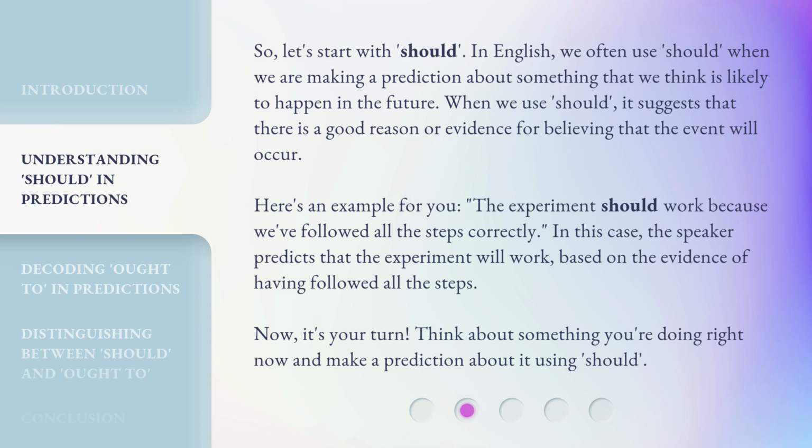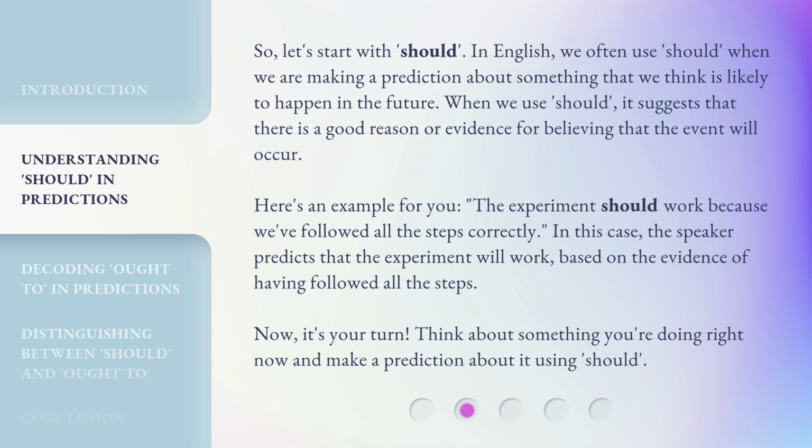So, let's start with should. In English, we often use should when we are making a prediction about something that we think is likely to happen in the future. When we use should, it suggests that there is a good reason or evidence for believing that the event will occur.